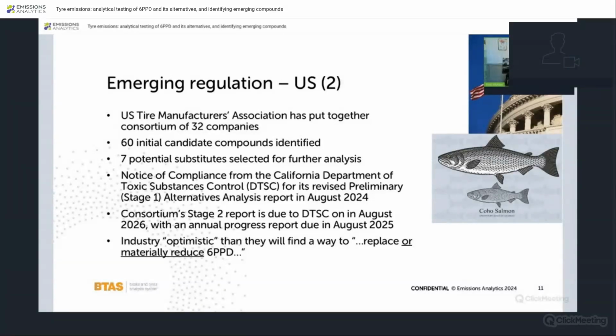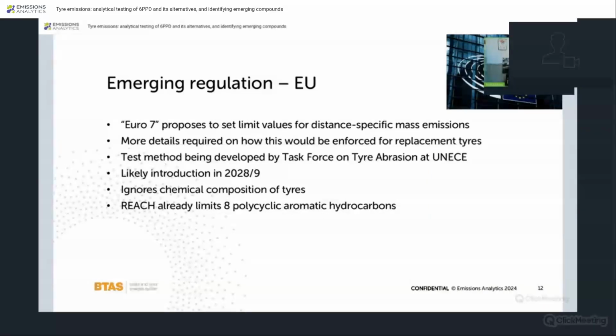And to quote the industry's websites, they are optimistic that they will find a way to replace or materially reduce 6PPD. Now, I've underlined the "or materially reduce" there for good reason, because our testing, in short, suggests at the moment that there is no obvious direct substitute for 6PPD, but it would still be significantly beneficial and possible to reduce the amount of 6PPD in tyres without compromising their performance.